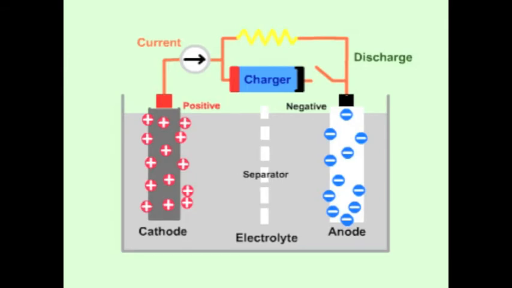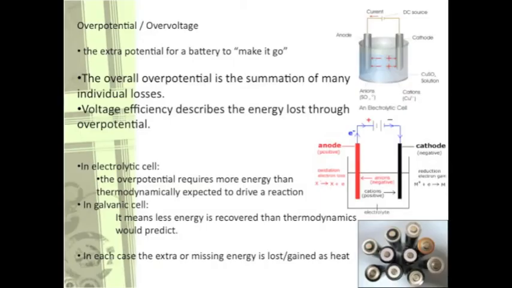Overpotential or overvoltage is the extra potential for a battery to make it go. The overall potential is a summation of many individual losses. Voltage efficiency describes that energy lost through overpotential. In an electrolytic cell, the overpotential requires more energy than thermodynamically expected to drive a reaction. In a galvanic cell, it means less energy is recovered than thermodynamics would predict. In each case, the extra or missing energy is lost or gained as heat.